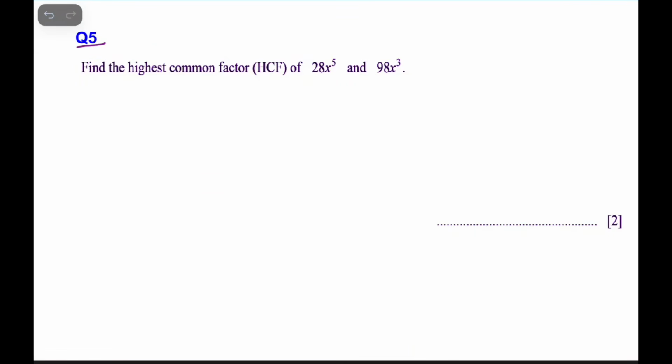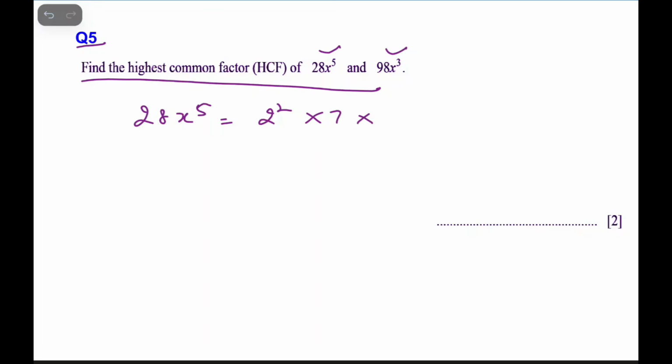Question number 5, we have to find the HCF of 28 x power 5 and 98 x power 3. Now 28 x power 5 can be written as 2 power 2 times 7 times x power 5. Similarly, 98 x power 3 can be written as 2 power 1 times 7 power 2 times x power 3. So we have to find the HCF.